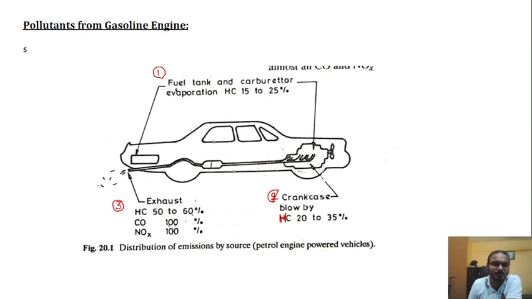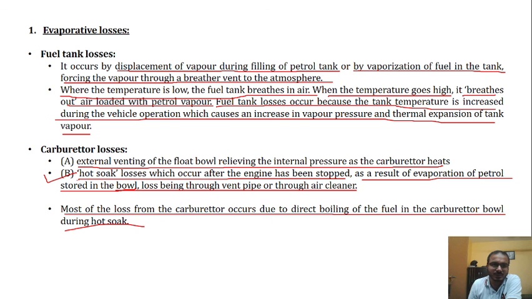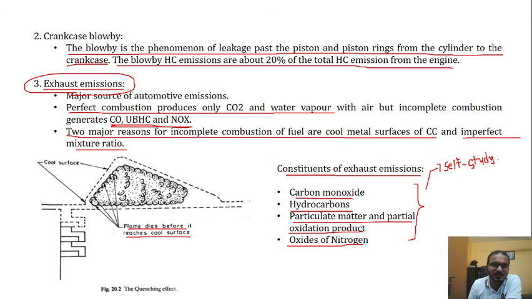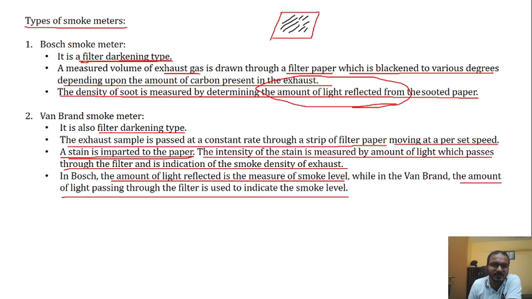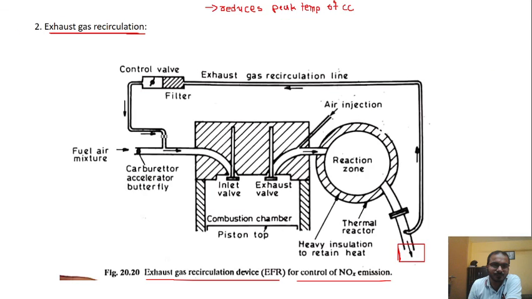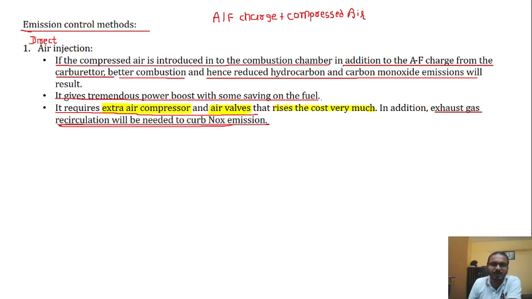Then we studied pollutants from gasoline engines. There are three sources: first is fuel tank and carburetor evaporation, second is crankcase blow-by, and third is exhaust. Then we studied evaporative losses, crankcase blow-by and exhaust emissions. We saw 5 gas analyzers and types of smoke meter. Then we discussed emission. The last topic was emission control methods.